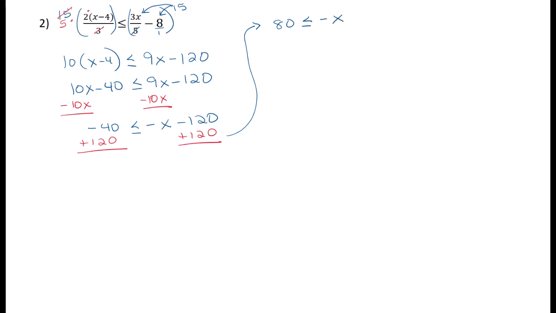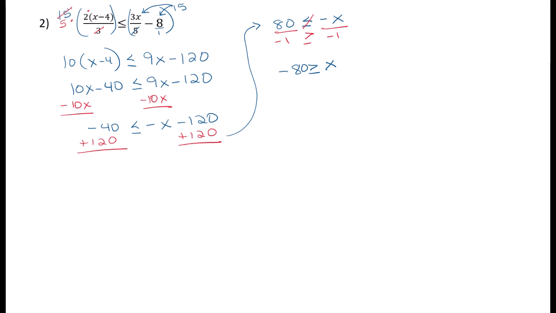And remember, when we divide both sides by a negative, again, that means we're going to switch this inequality, greater than or equal to. So we end up with a negative 80 greater than or equal to x. Now, here's where the problem comes in.